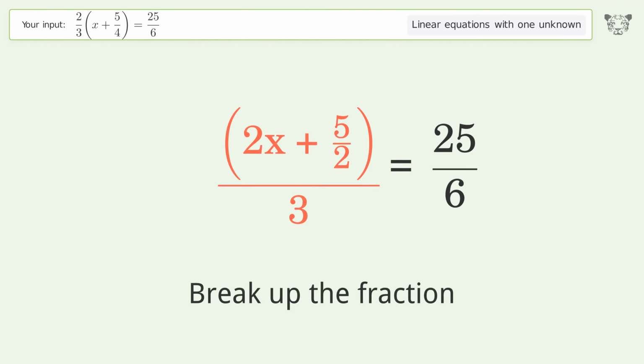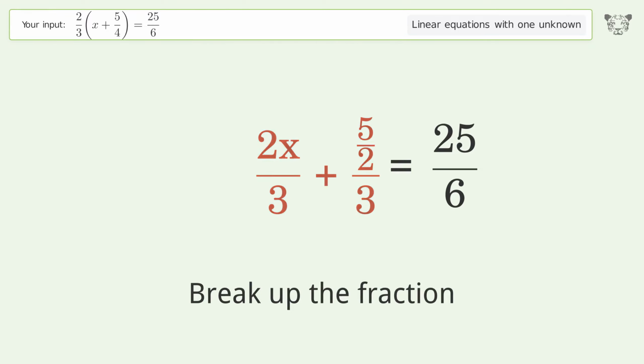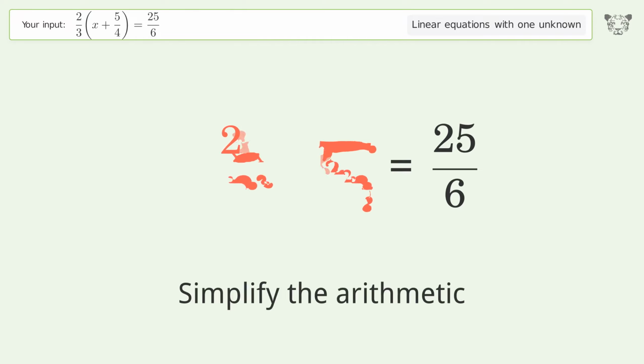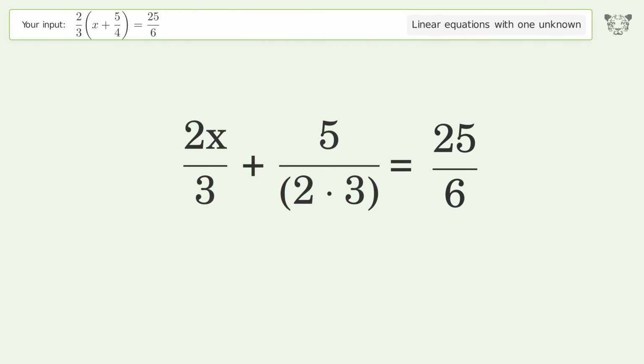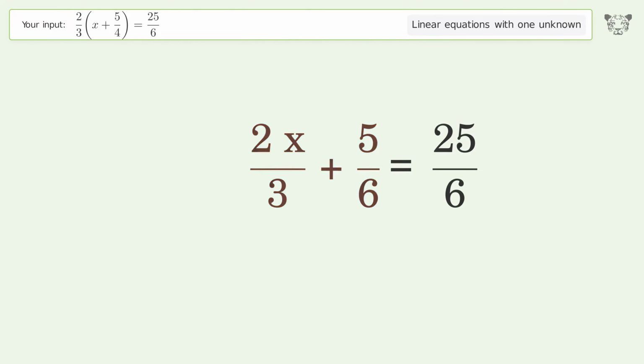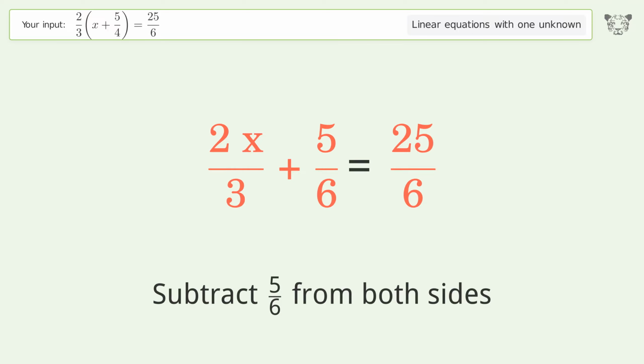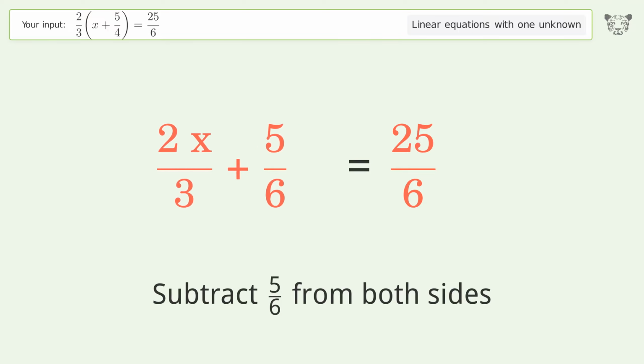Break up the fraction. Simplify the arithmetic. Group all constants on the right side of the equation. Subtract 5/6 from both sides.